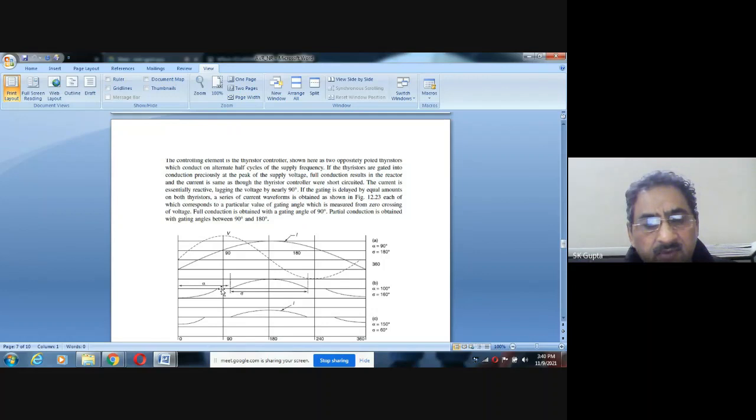So this firing angle is alpha, and this is from here to here, it is pi, and this is the conduction angle, half of the conduction angle. Alpha plus sigma by 2, sigma is the conduction angle, this is the pi. So you can say the relation: alpha plus sigma by 2 is equal to pi. So you can say (pi minus alpha) into 2 is equal to the conduction angle.